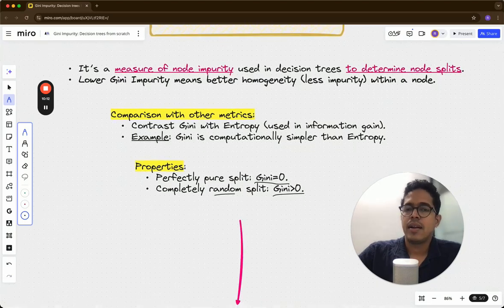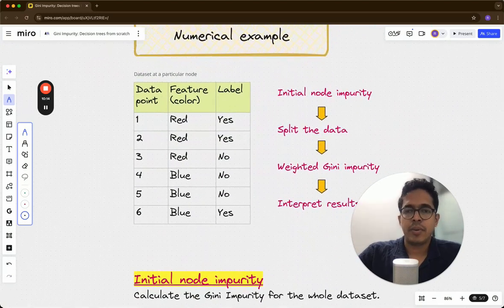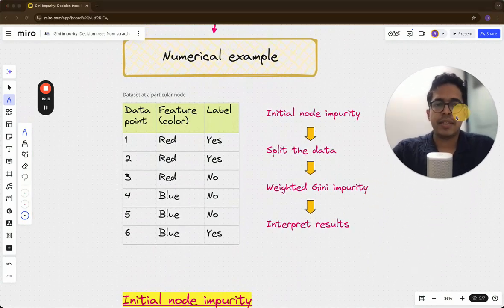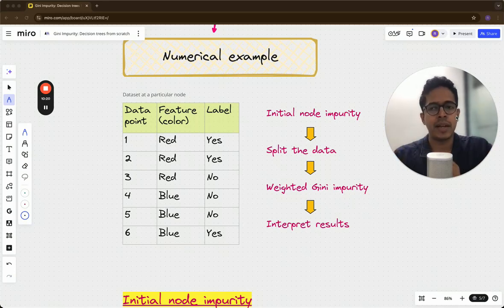Now, I think this is a good time to get into a numerical example so that you can appreciate the difference between Gini impurity and entropy and how to calculate both of them numerically. This is also a good time to recap the calculation of entropy if you have forgotten it from the last lecture.